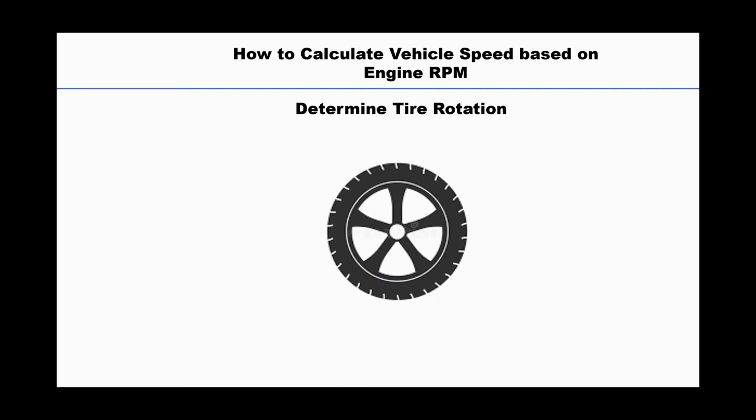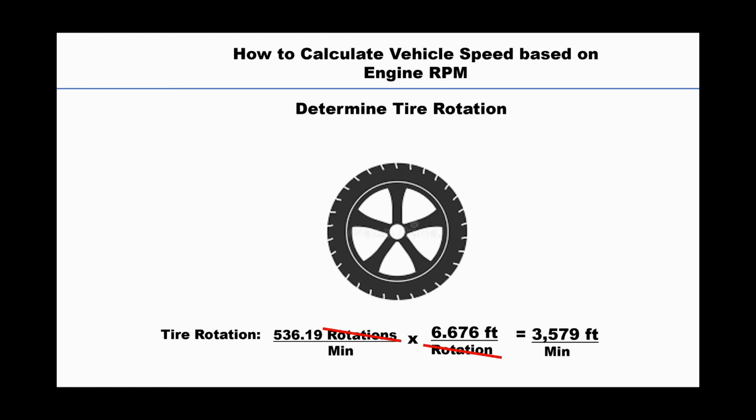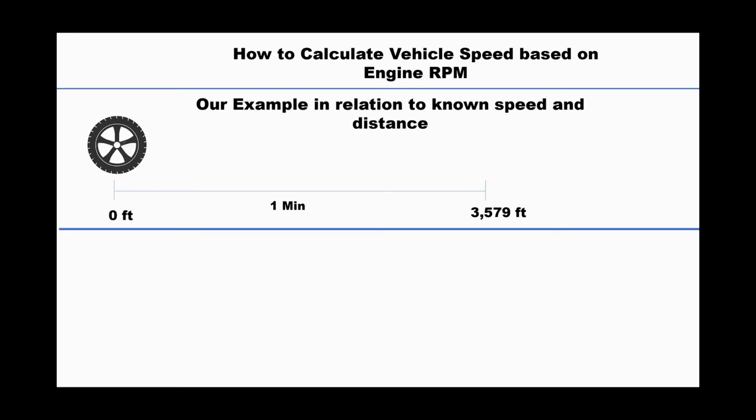Now we need to determine the tire rotation. Take our tire rotation of 536.19 rotations per minute, take that times 6.676 feet per rotation. The rotation units cancel, and we're left with 3,579 feet per minute. Now we need to take our example and compare it to a known distance and speed. So in our example, our tires over the course of 1 minute will travel 3,579 feet.